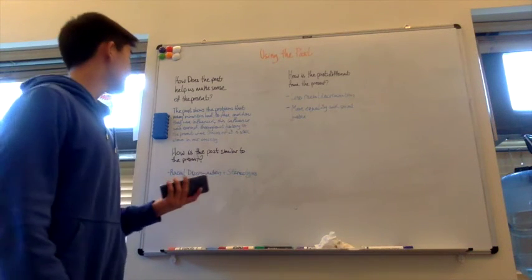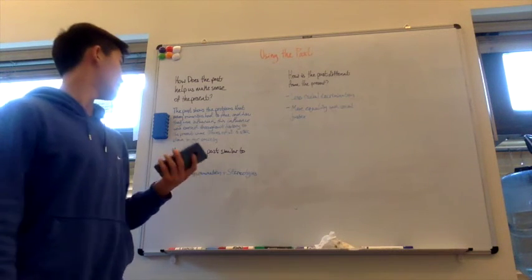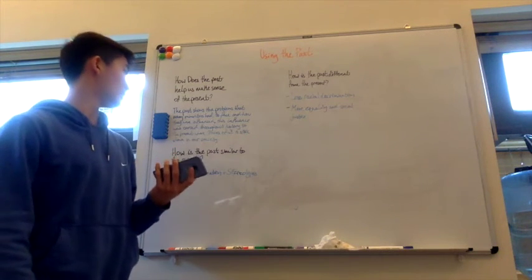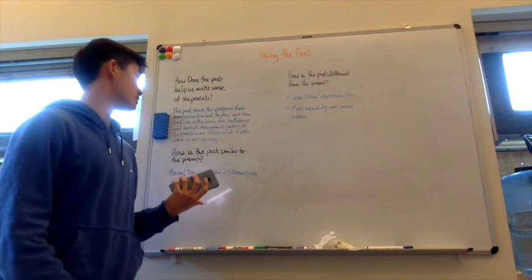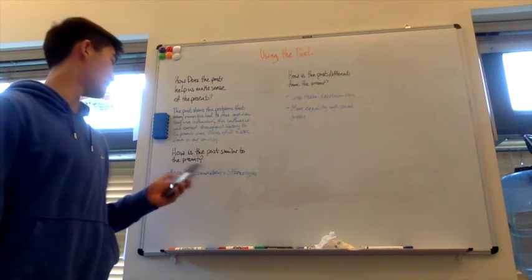Using the past, how does the past help us make sense of the present? The past shows the problems that many minorities had to face and how they were influenced. This influence was carried throughout history to the present, where traces of it are still shown in our society.